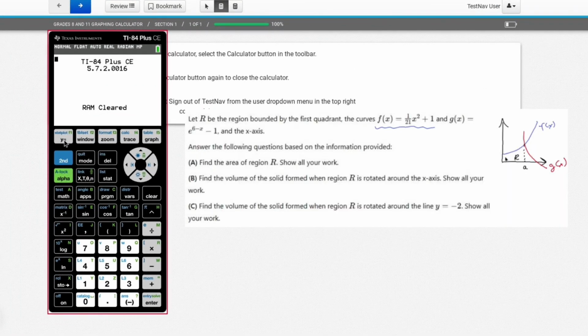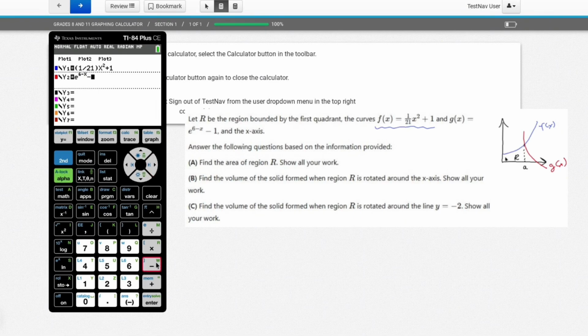All right, so let's plug in both of those formulas. I'm going to let f of x be y sub 1, and that was 1 over 21, which I'm going to put in parentheses because I'm paranoid, x squared, and then plus 1. Y sub 2 is going to be my g of x. That was e to the x, so second ln, e to the 6 minus x. So let's throw all of that in there, 6 minus x, and then go out of here. And let's minus 1, because that was the other part of it.